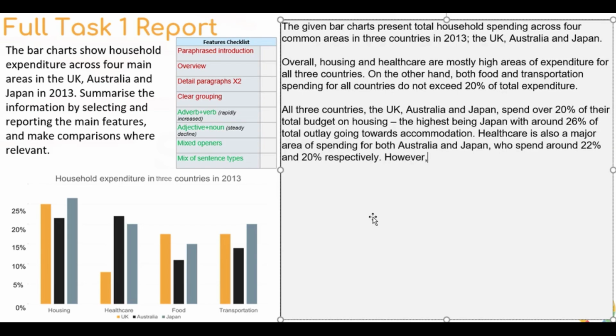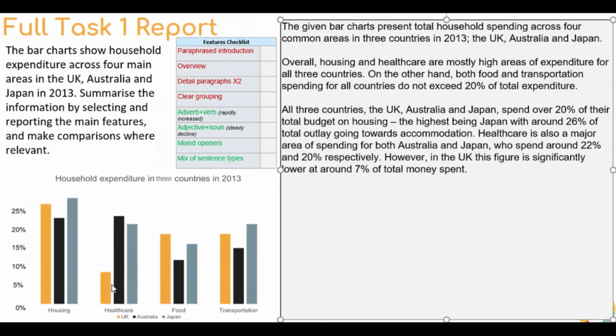However, in the UK, this figure is significantly lower at around 7% of total money spent. Okay, so that brings us to the end of our first detailed paragraph. I've got lots of figures and detail in here. It's now time to move on to food and transportation.